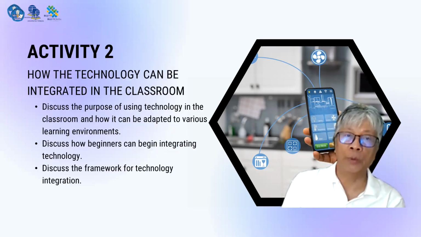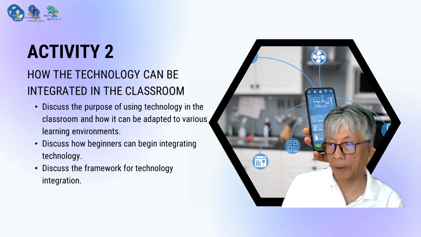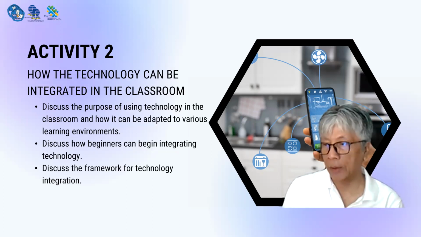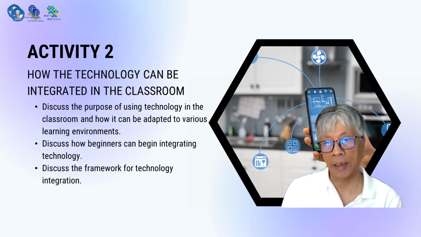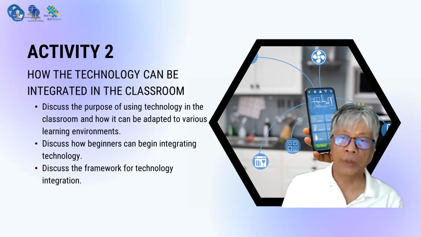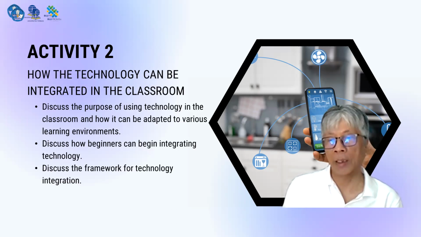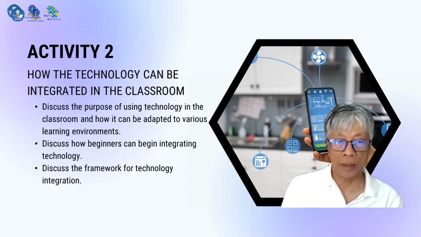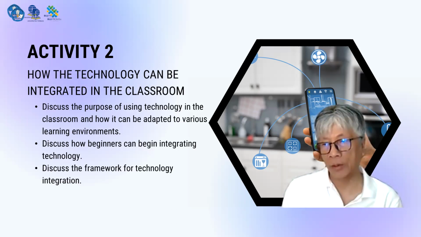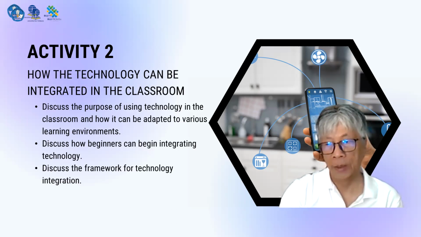Now, activity 2, we're going to look at something more practical. The purpose of using technology in the classroom, we're going to discuss that in general and how it can be adapted in various environments. Then you start discussing how beginners can integrate technology. Some teachers are not familiar with technology or are reluctant to use it, and how should they start, from which point. Then you're going to discuss again the framework of technology integration. That's in activity 2.